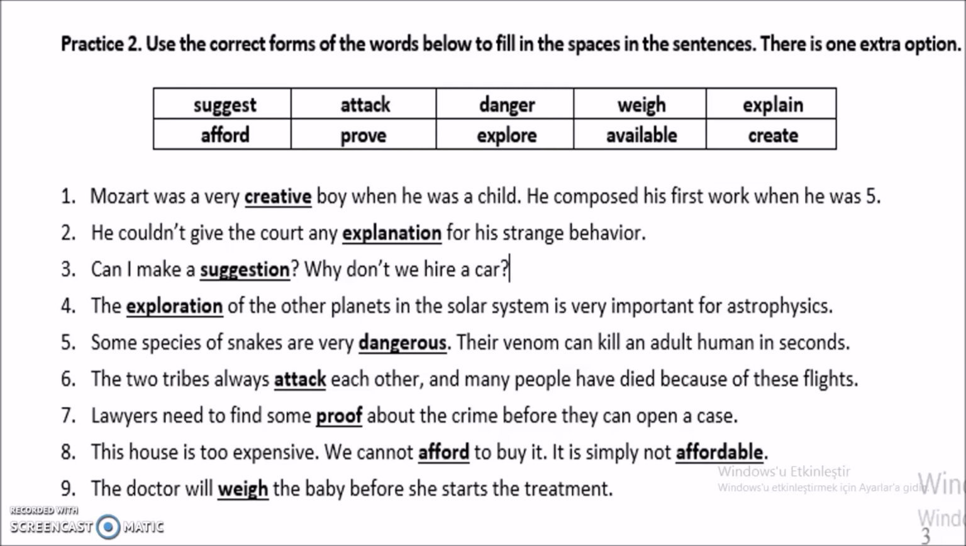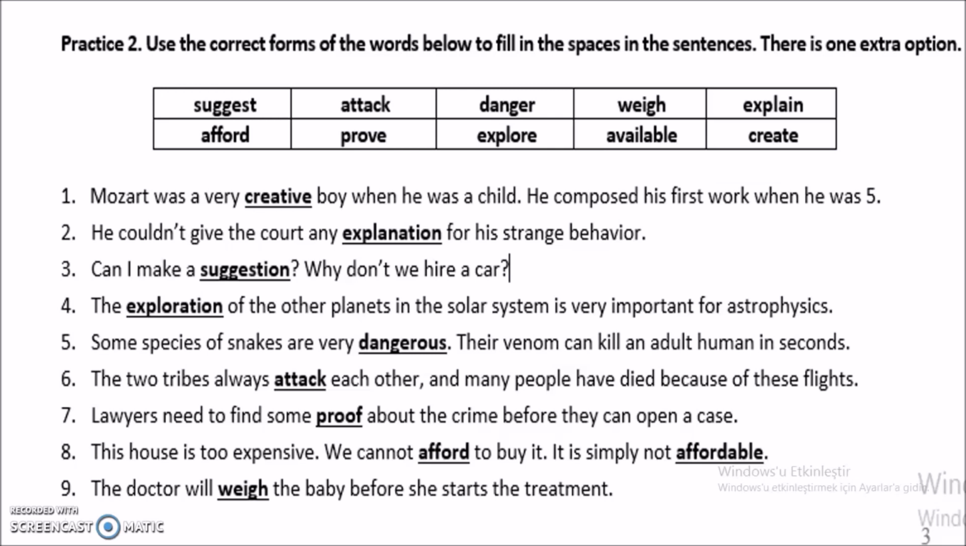Or if you look at question 3, can I make a something? Make a something is kind of a collocation. Make a suggestion would be okay here, but they give us the verb suggest, so I need to change it into noun form to use it in the collocation.